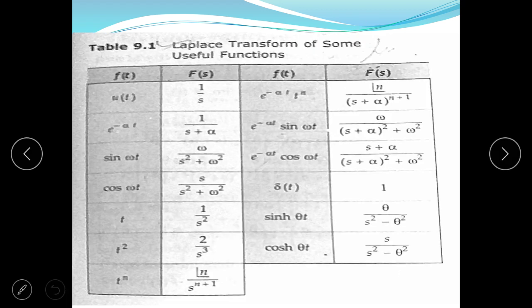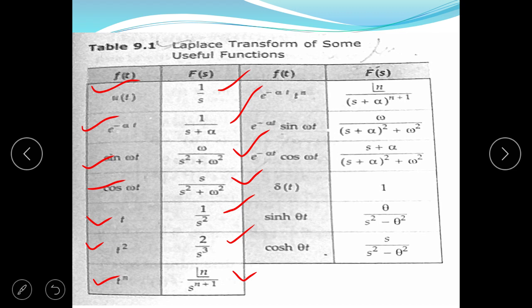Now there are the Laplace transforms of some functions. For example, the Laplace of u(t) is equal to 1 by s, the Laplace of e to the power alpha t is 1 upon s plus alpha, the Laplace of sin omega t is omega upon s square plus omega square, the Laplace of cos omega t is s upon s square plus omega square, the Laplace of t is 1 upon s square, the Laplace of t square is 2 upon s cube, the Laplace of t to the power n is factorial n upon s to the power n plus 1, and the Laplace of e to the power alpha t times t to the power n is factorial n upon (s plus alpha) to the power n plus 1.